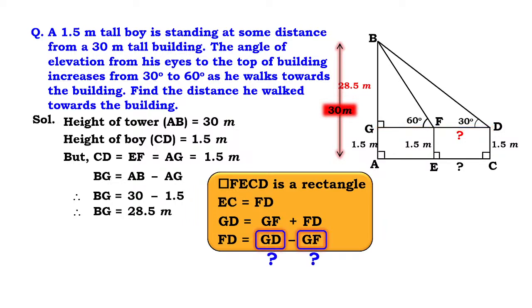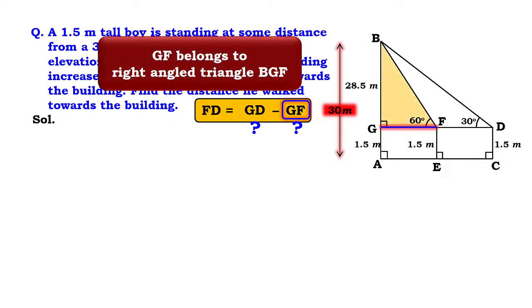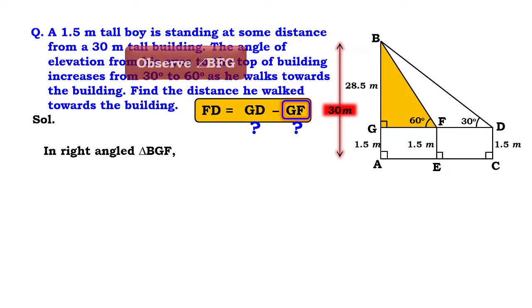Okay. Do you know the GD value? No. Do you know the GF value? No. So what I am going to do? First I am going to find the GF value. So first, which triangle I am going to take? Triangle BGF. What is the angle they have given?